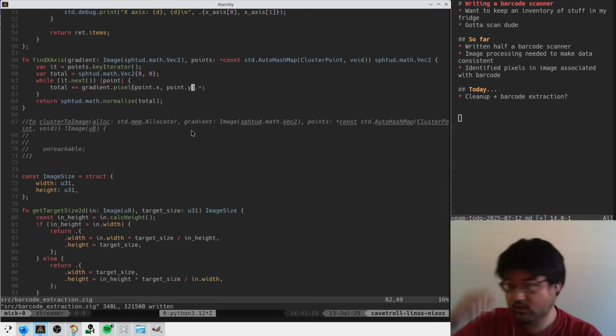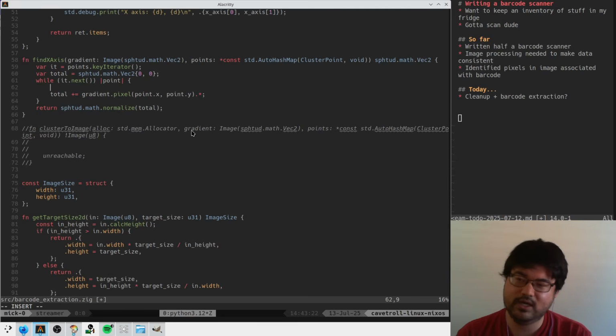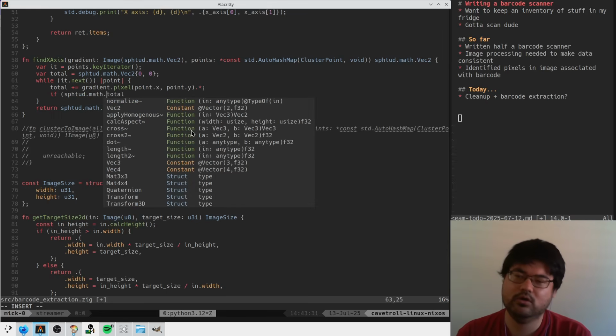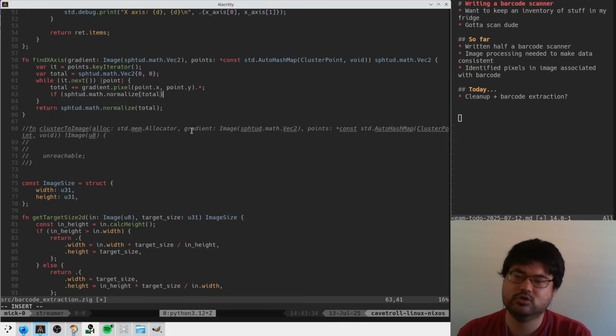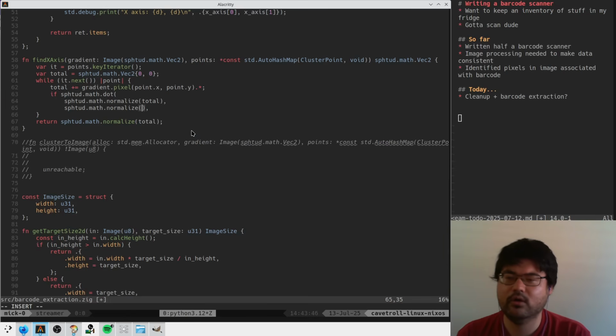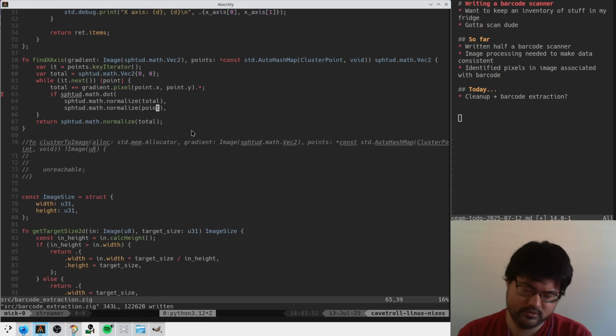So we get the total, and we say, if we do the dot product of the total and point. Where is this rotating around? Top left of the entire image, which is fine. That's a place to rotate around, sure.